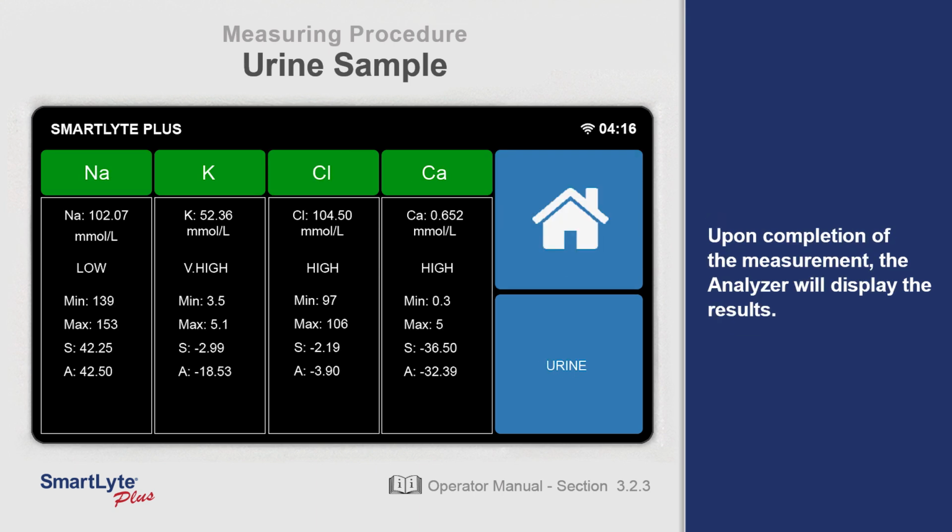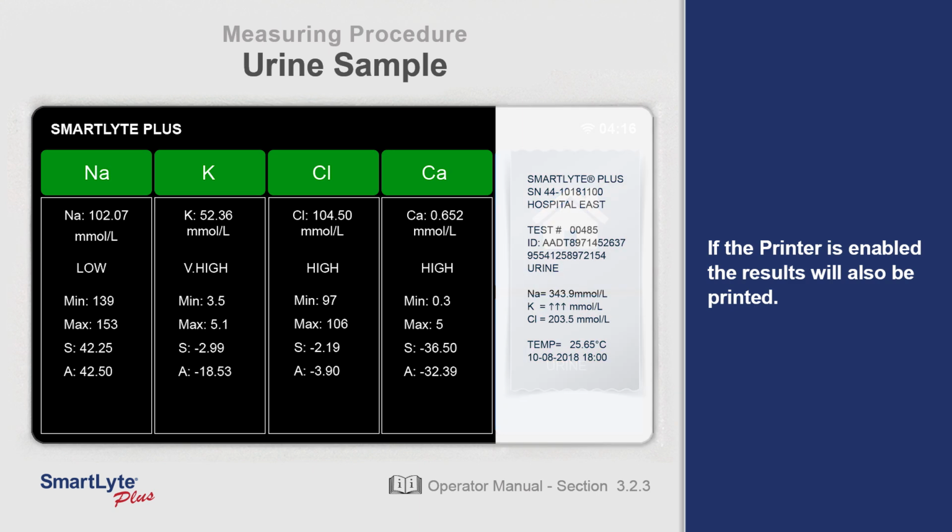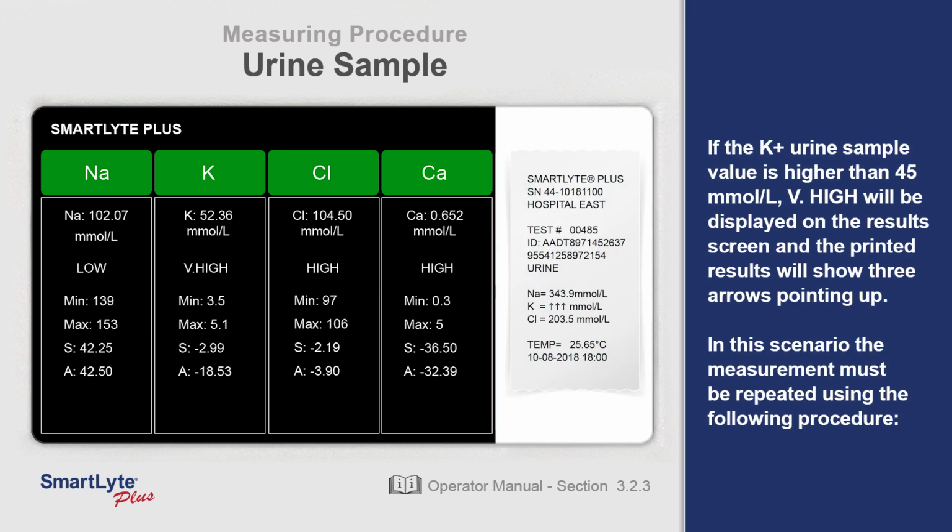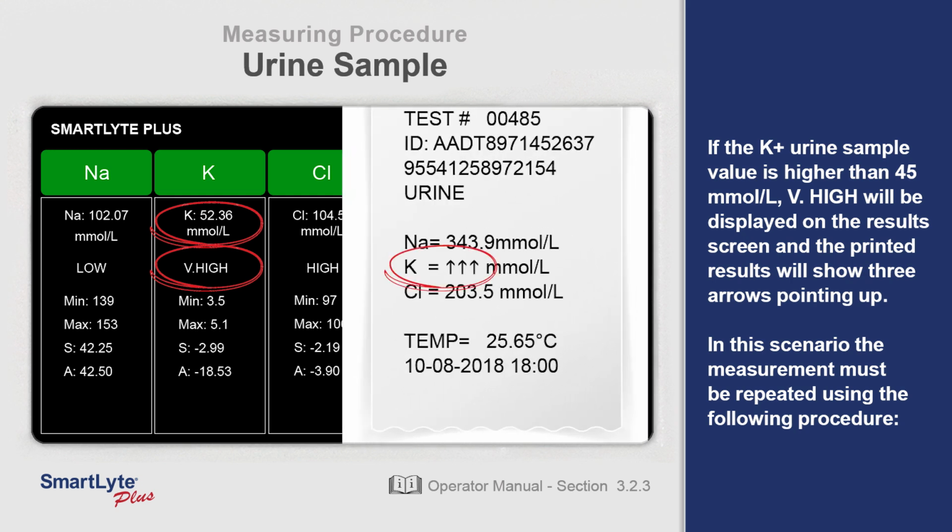Upon completion of the measurement, the analyzer will display the results. If the printer is enabled, the results will also be printed. If the potassium urine sample value is higher than 45 millimoles, V high will be displayed on the results screen, and the printed results will show 3 arrows pointing up. In this scenario, the measurement must be repeated using the following procedure.